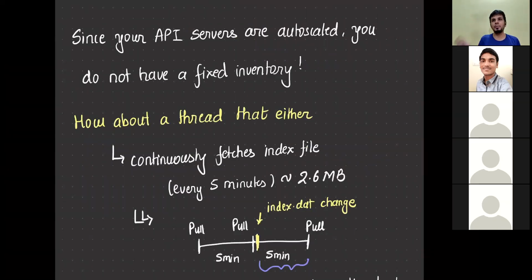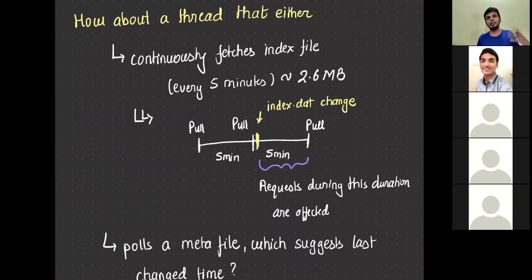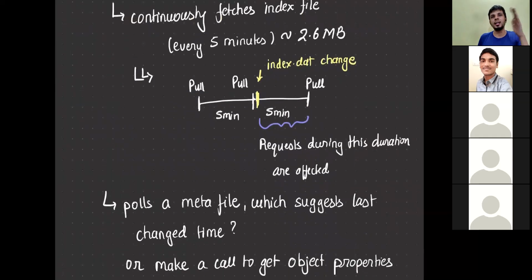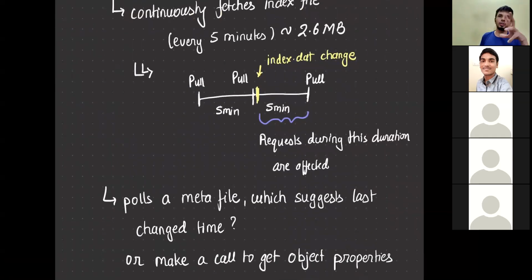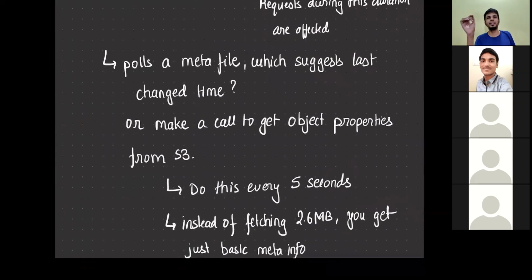So we would see these approaches formally now. There is just one more caveat which I would like to cover. Since your API servers are auto scaled, you don't have a fixed inventory. Typically you just have a thread that makes one call every 5 minutes to see if index.dat changed. If it changed, then you load the new index.dat file and update it. But obviously if you do it every 5 minutes and the index.dat file changed in the first minute, then for 4 minutes you are serving wrong data. Obviously that is not a good solution. So you poll a meta file.